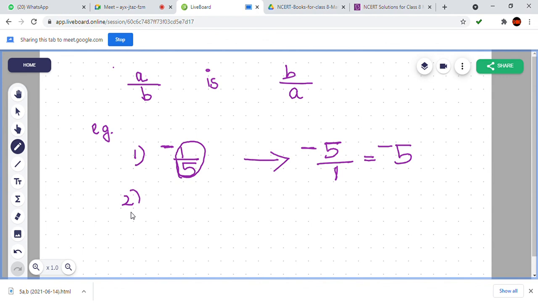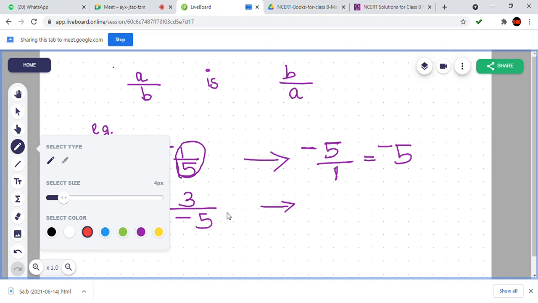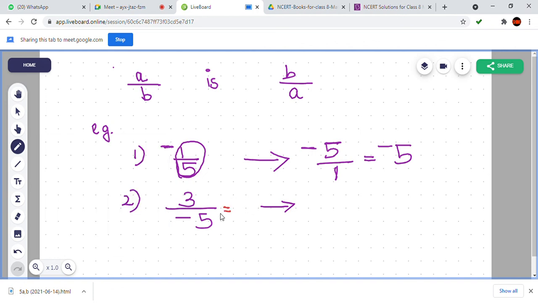Okay, second one, 3 by negative 5. Then actually this 3 by negative 5, 5 by negative 3. Okay, we can listen 1 minute. 3 by negative 5, that is actually negative 3 by 5. Okay, standard form of 3 by negative 5 is negative 3 by 5. 3 by negative 5 നമുക്ക് negative 3 by 5 എന്ന് എഴുതാം.